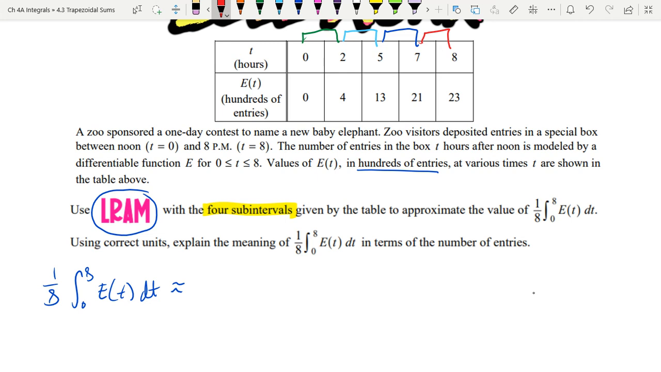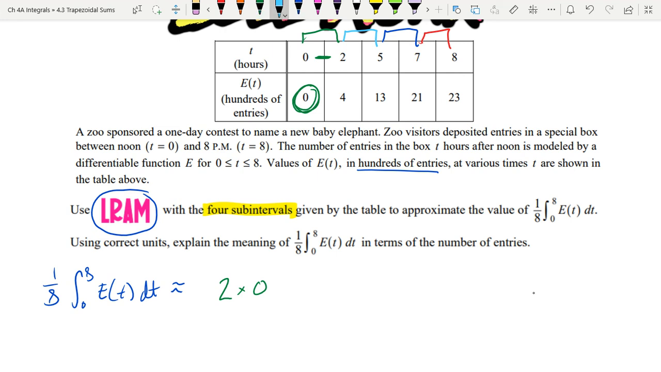So my first one here, Cannon, what's the width of my first rectangle? What's the distance between them? Yeah, you're good. The distance is 2 because I'm going from 0 to 2. What's the height going to be if I'm doing LRAM? 0. Good, because he's picking the left number. The width is 2 because we're going from 0 to 2. The height is 0 because we're picking the left. Then we go to my next one.